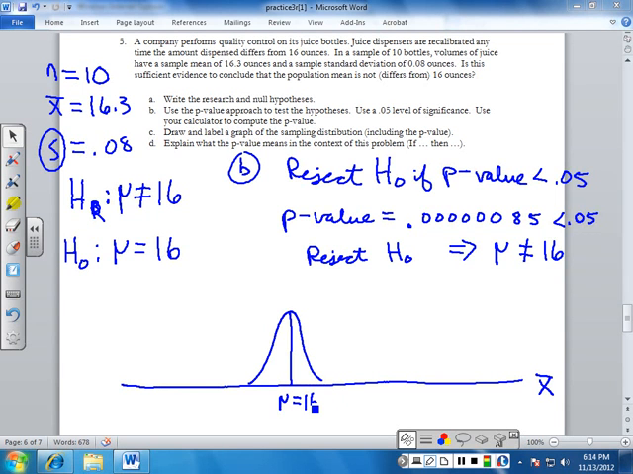And I know 3 is about here. 3, 6, 9, 12. So 16.3 is about there. I just know from the t value it's 12 standard errors above the mean.